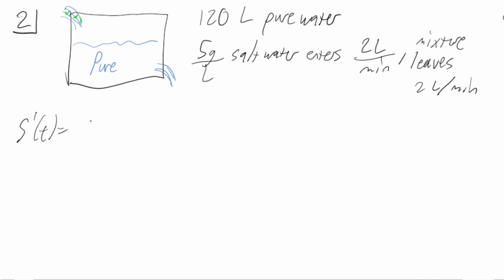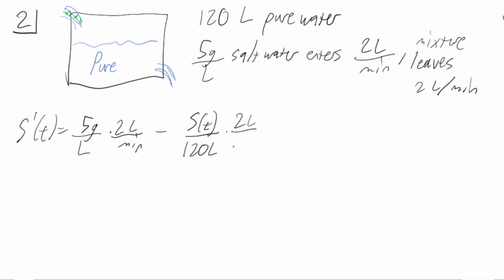When we set up the differential equation, S prime of t is equal to the amount of salt in minus the amount of salt out. The amount of salt entering isn't too bad to calculate. It's 5 grams per liter times 2 liters per minute. Okay, so that's straightforward. And then the amount leaving is similar, where it's the concentration at time t, which is S of t over 120, times the rate at which the solution leaves, so 2 liters per minute.